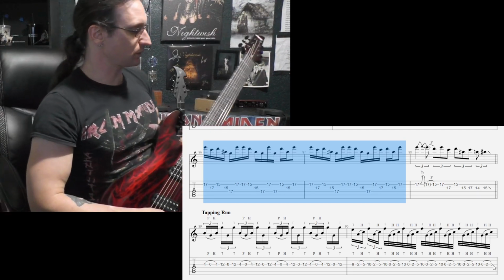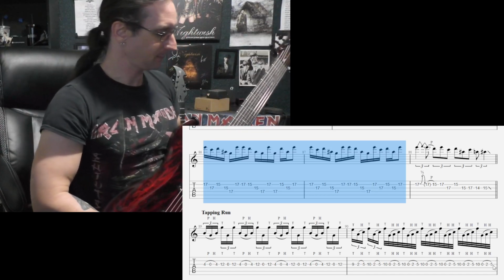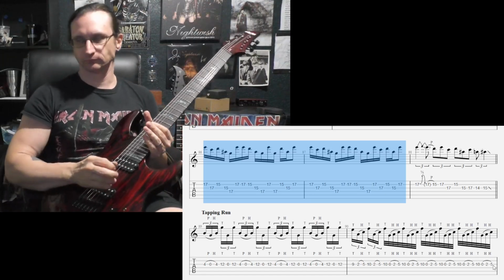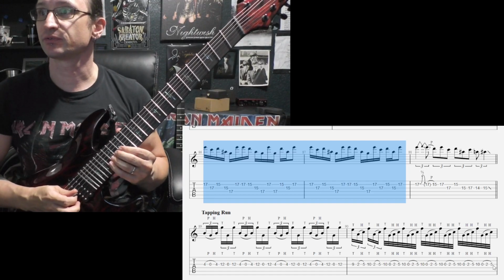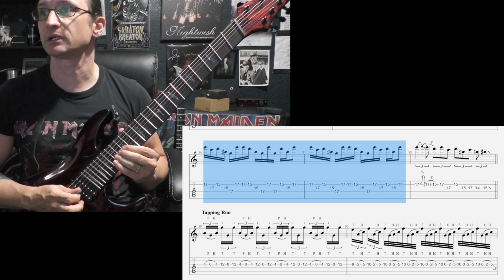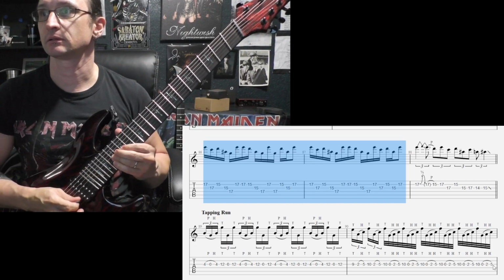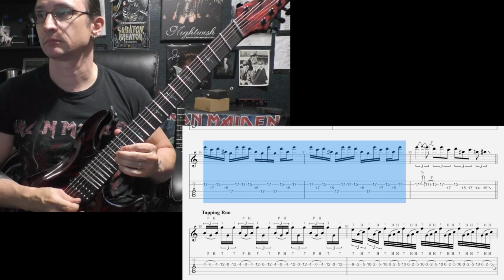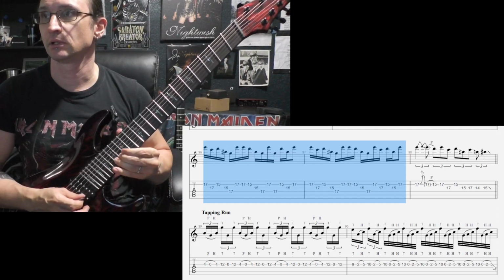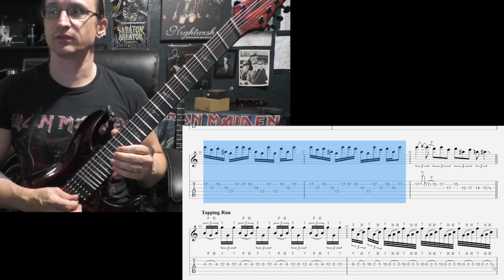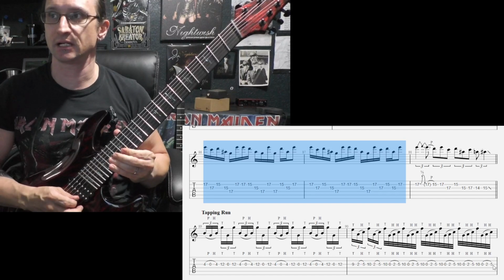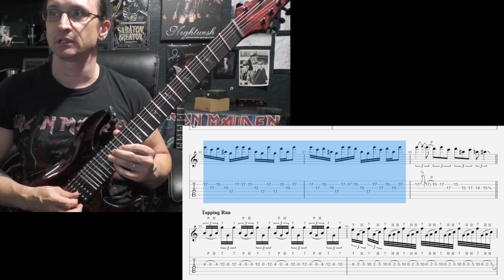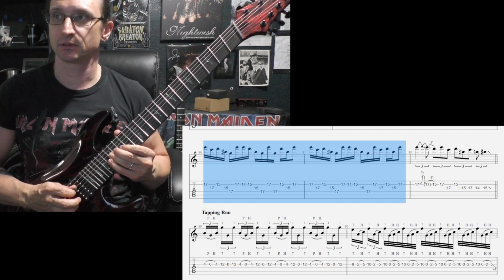Switch this back over. I should probably go through this first before doing the metronome with it. So we got... So I'm definitely doing some sweep stuff there. It's like down, up, down, up, up. Down, up, down, up, up.